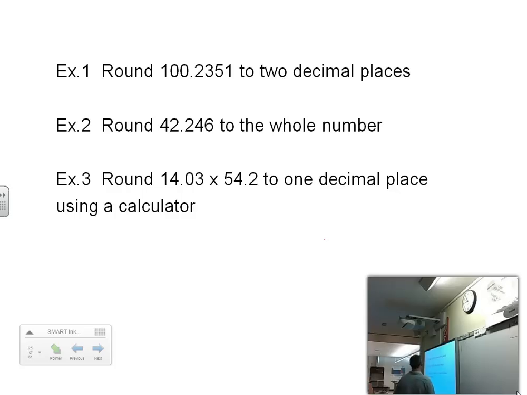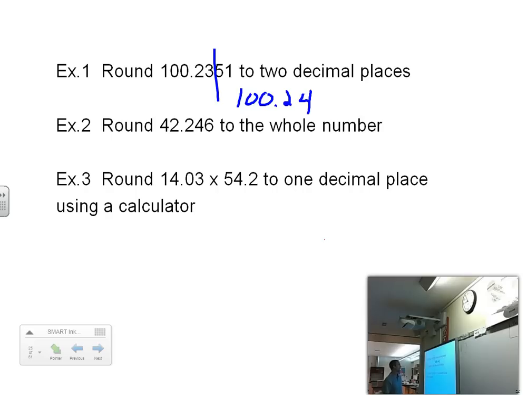So first up, it says round this number 100.2351 to 2 decimal places. So I find where the second decimal place is. I'm going to cut my number off right there. Then I look to the right of the line. Looks like that's a 5. So that's 5 or more. I add one more to the 3. So this becomes 100.24. Notice how all the numbers right of the line get dropped, and everything left of the number that I rounded stays the same.